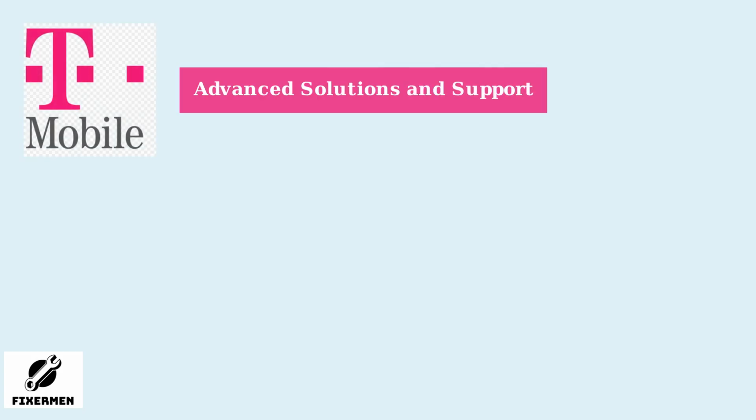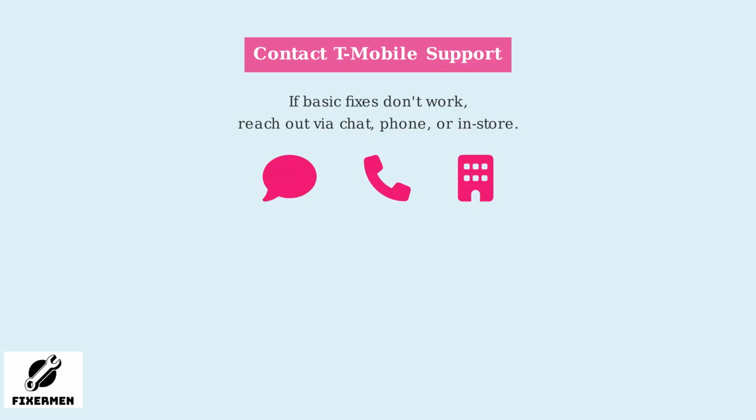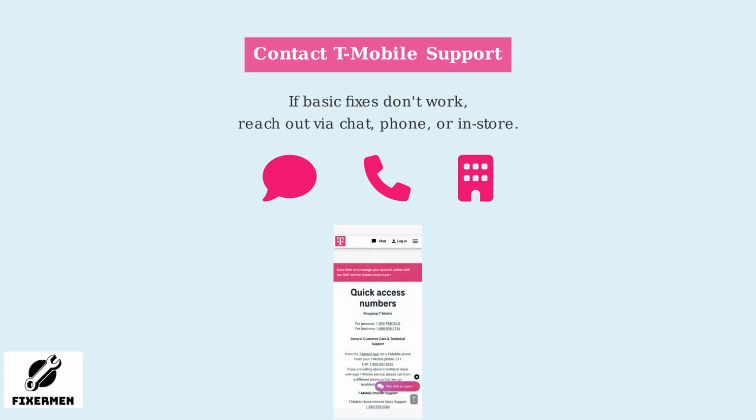When basic troubleshooting steps fail to resolve your T-Mobile add-on activation issue, it's time to escalate to advanced solutions and contact T-Mobile support directly. T-Mobile offers multiple ways to get help with add-on activation issues. You can contact support through their chat feature in the app, by calling their customer service line, or visiting a physical T-Mobile store. For quick reference, T-Mobile provides contact numbers for personal and business inquiries, general customer care, and technical support. You can also find details for internet support and sales.